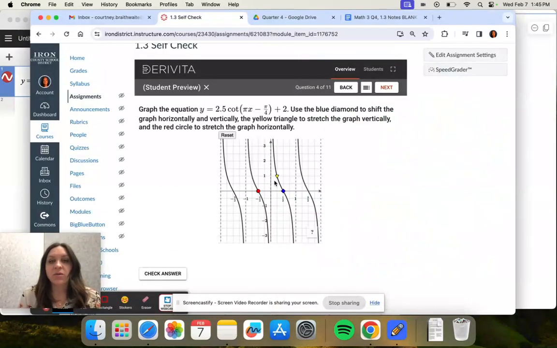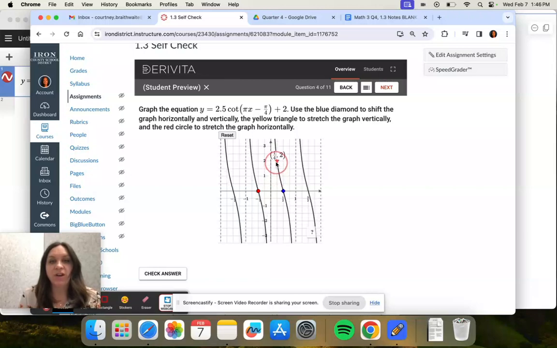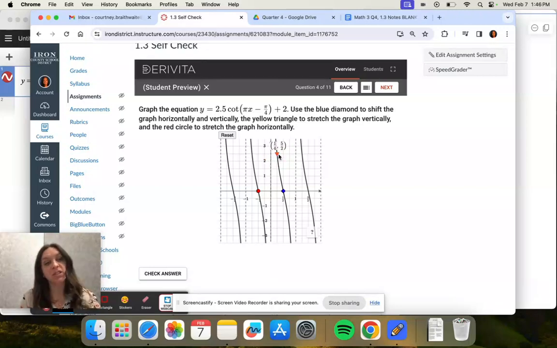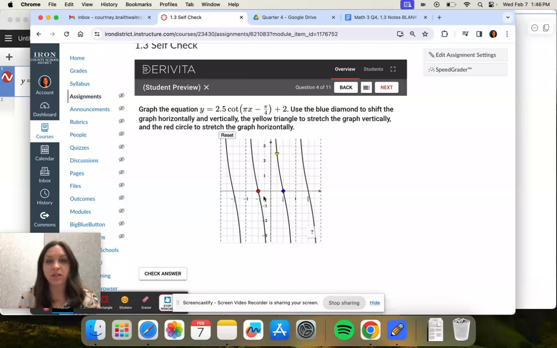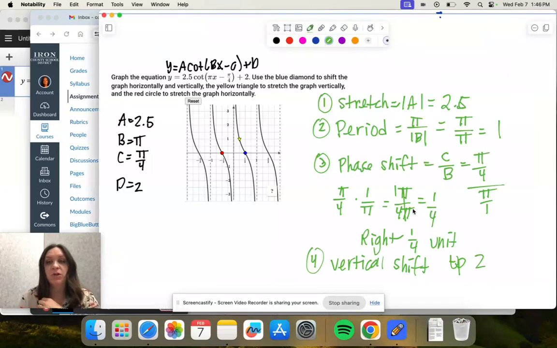Okay, so let's start with our stretch. It's at 2.5, so you need to take it up until the y value is 2.5. So 5/2 and 2.5, same thing. All right, then you can do the period or the vertical shift. It doesn't matter. The period is 1. So right now, my period, if you look asymptote to asymptote, that's how you tell the period. It actually is 1. So we don't have to move that. But I'm going to have to move my blue dot right 1/4 and up 2.